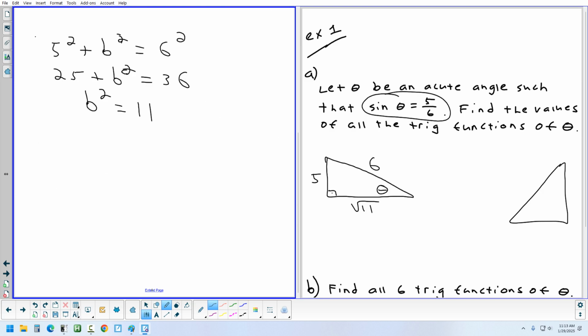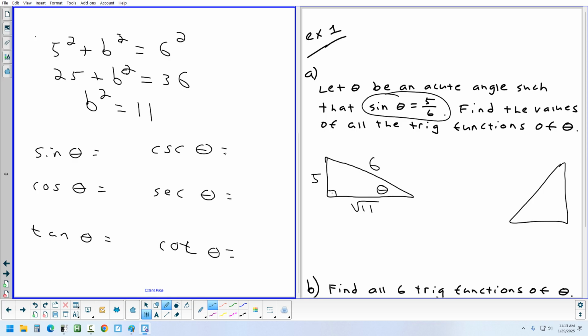Now, I'm just going to do it over here because I have more space. I'm going to write all my trig functions. Now, one thing I do not know is the angle. That's fine. I'm not looking for the angle yet. I'm just trying to describe different trig functions of the angle. I'm not describing the angle. Cosecant, secant, cotangent.